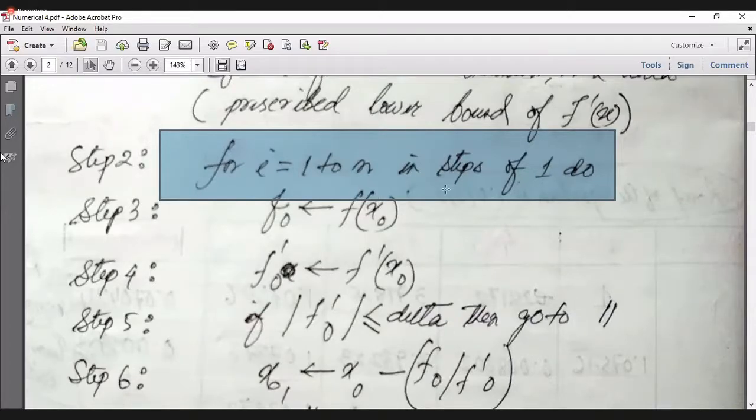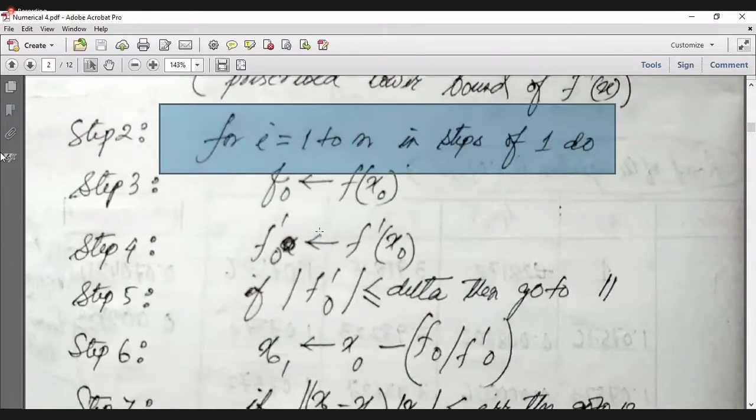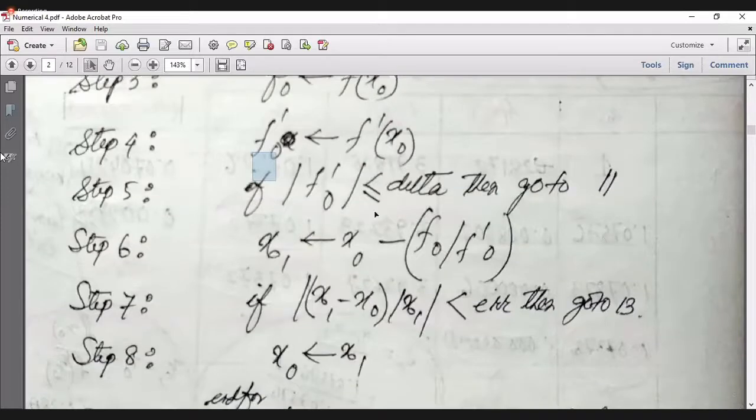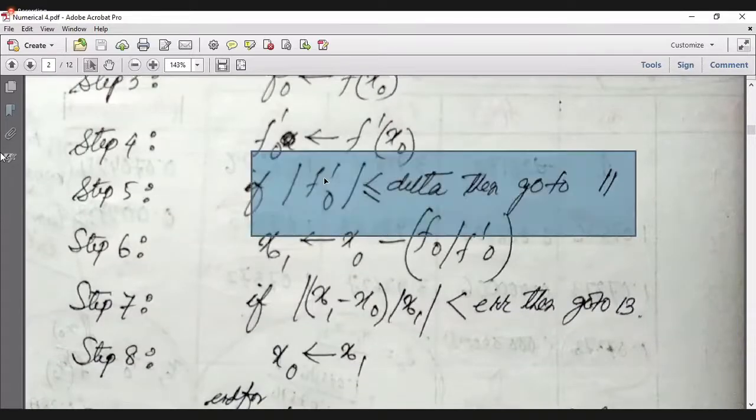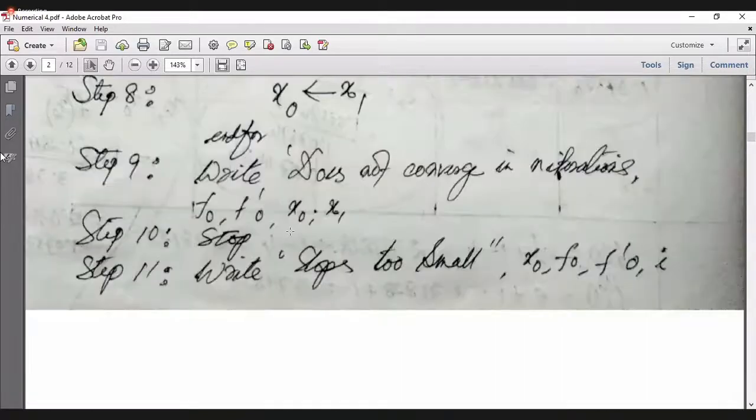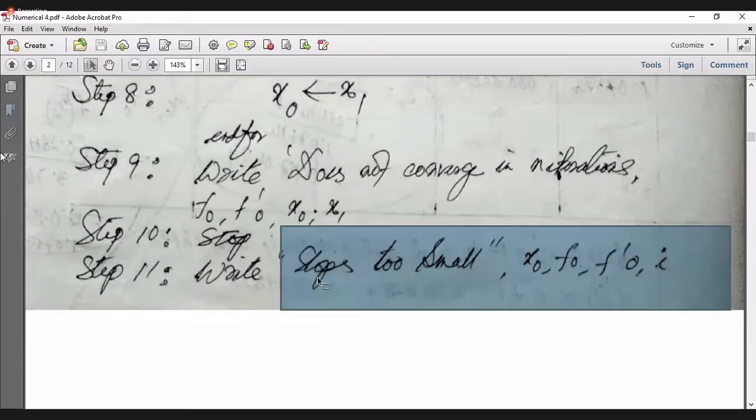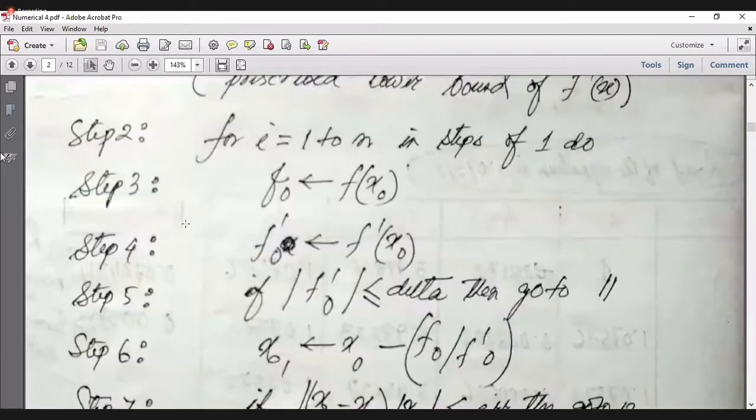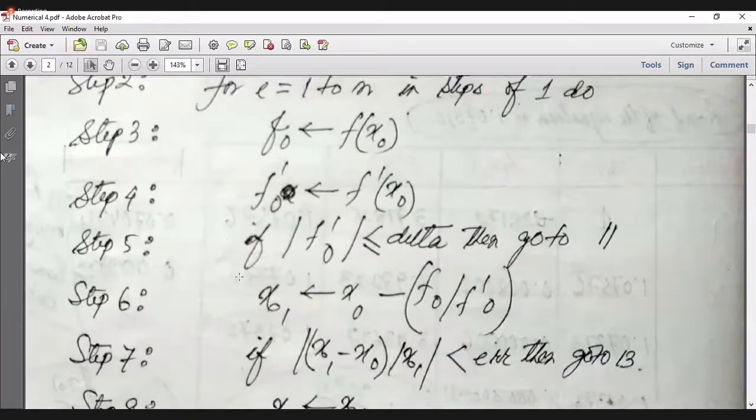Second is, suppose here I calculate the value of this derivative. If the slope is very small, then the chances for divergence are very high. So we say the slope is very small, and then we stop. Otherwise, this is another criterion.